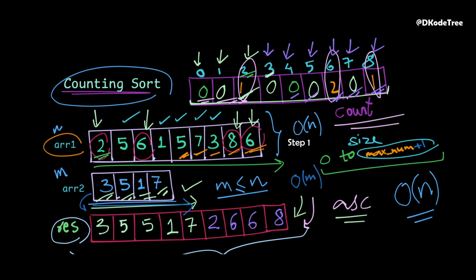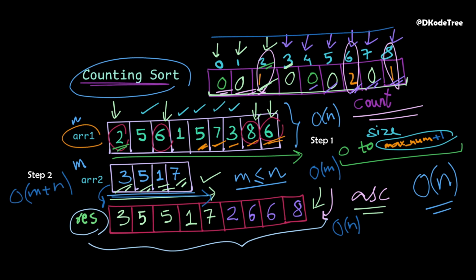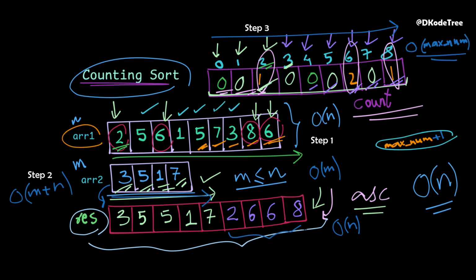But adding elements to the result can take up to O of n time in the worst case. So this step takes O of m plus n time. And in the third step, traversing the count array takes at most O of max num, and building the result again takes up to O of n. So the overall time complexity becomes O of n plus m plus max num.